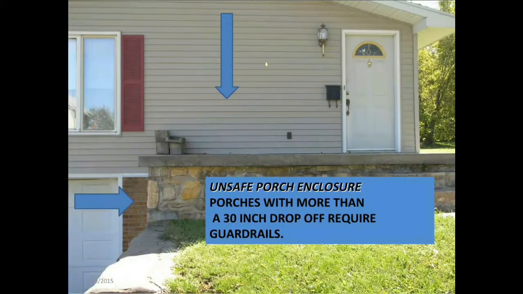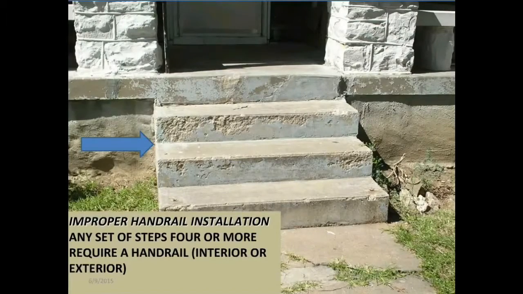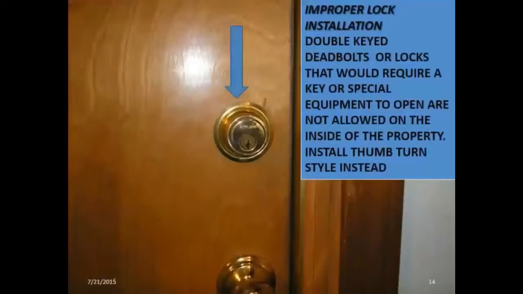304.12, Handrails and Guards. Improper handrail installation. Any setup of steps, 4 or more, require a handrail, interior or exterior. Refer to the 2009 International Property Maintenance Code, Section 304.10, stairways, decks, porches, and balconies, and Section 307, general.